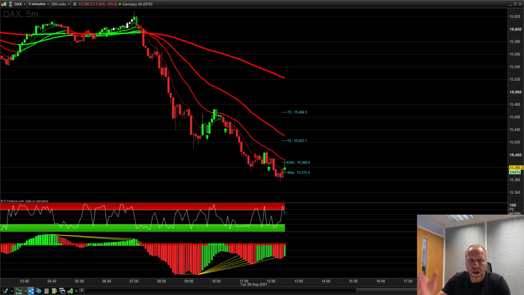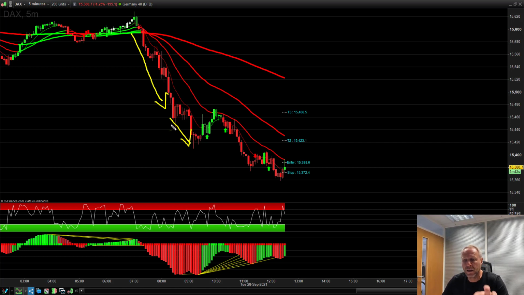Okay, so we're looking at a real-time DAX trade on the 5-minute chart here. And of course, we're technical analysts, so we're looking at charts all the time. This is where we're making our trading decisions. Now, you can see the DAX in the European session. We got a really nice sell-off this morning. Markets pushed very nicely to the downside.